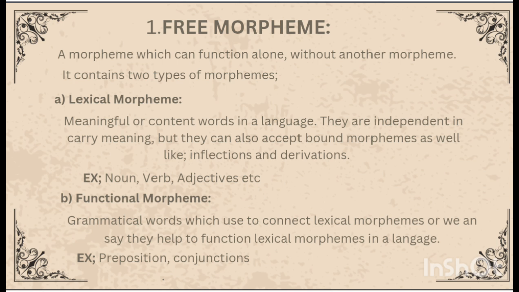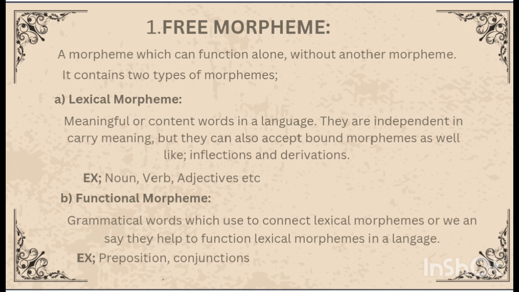So see the definition of functional morpheme: grammatical words which are used to connect lexical morphemes. Yes, these are grammatical words which help to connect lexical morphemes, like they come between a noun or verb or maybe adjective. They help to function lexical morphemes in a language, like prepositions and conjunctions. Let's see the next slide.